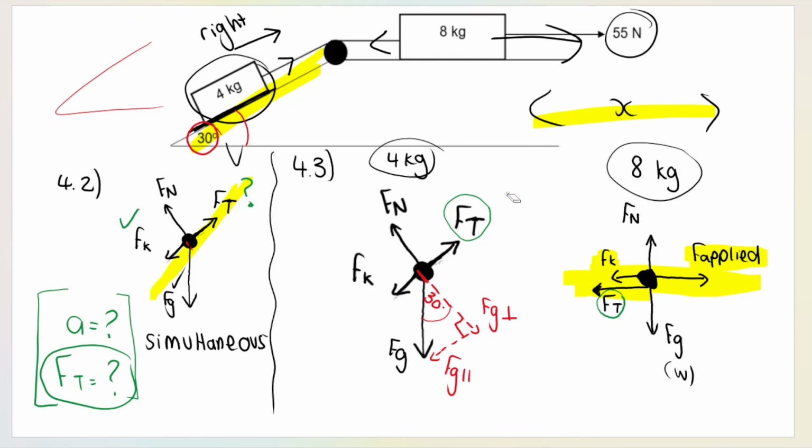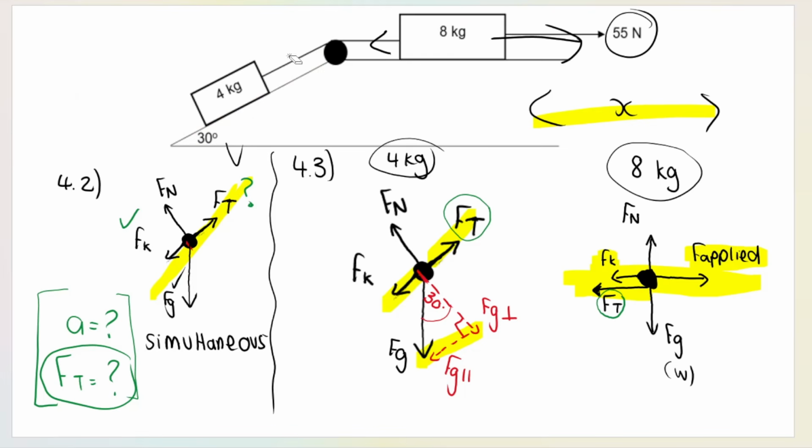So clearly the forces that I care about are tension, friction, and I hope you have not forgotten about Fg parallel. Fg parallel also acts up, down. It's also parallel. Another thing that my students also get confused about, and I hope that this helps you a little bit if you get confused about it, is they don't know which way Fg parallel is acting.